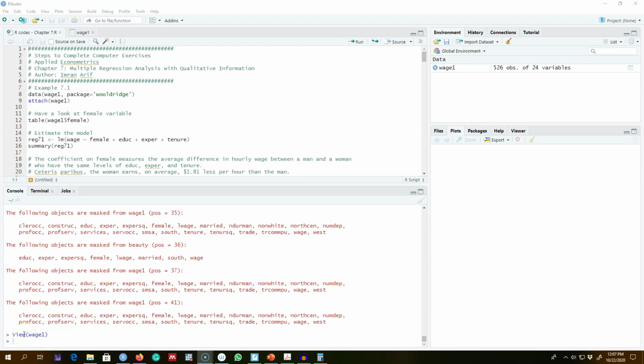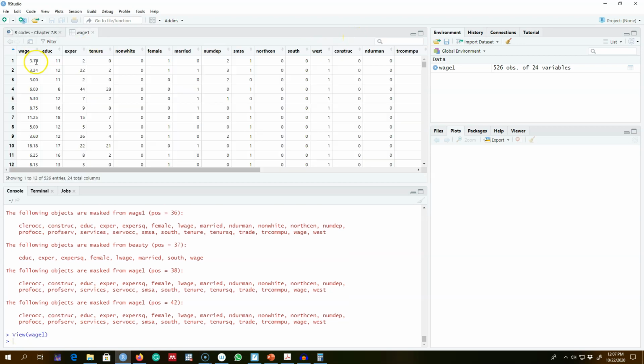Okay, so in this video, I'm gonna provide you with 3 examples of using dummy variables in a regression model, and my emphasis will be on the interpretation of the model. In the first example, I'm gonna use wage 1 data. So we have wage, education level, experience, tenure, and some other characteristics of different individuals in this data set.